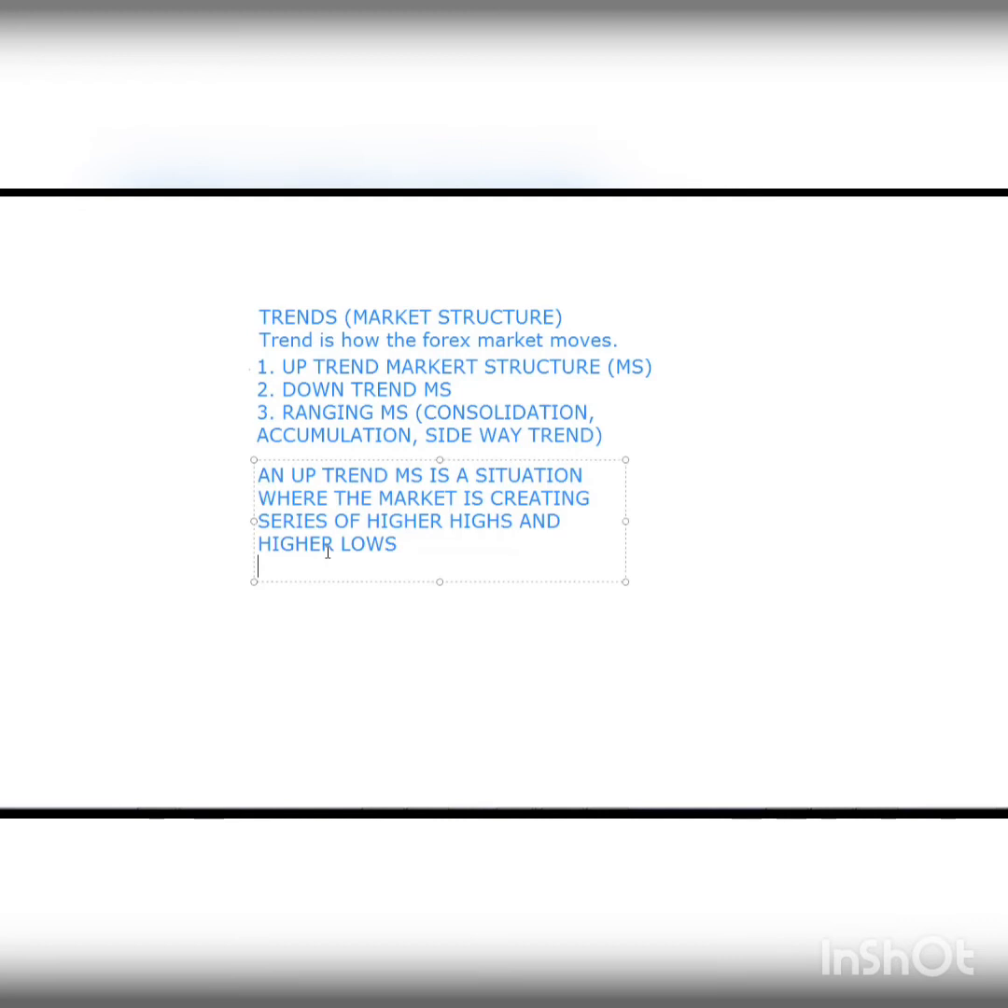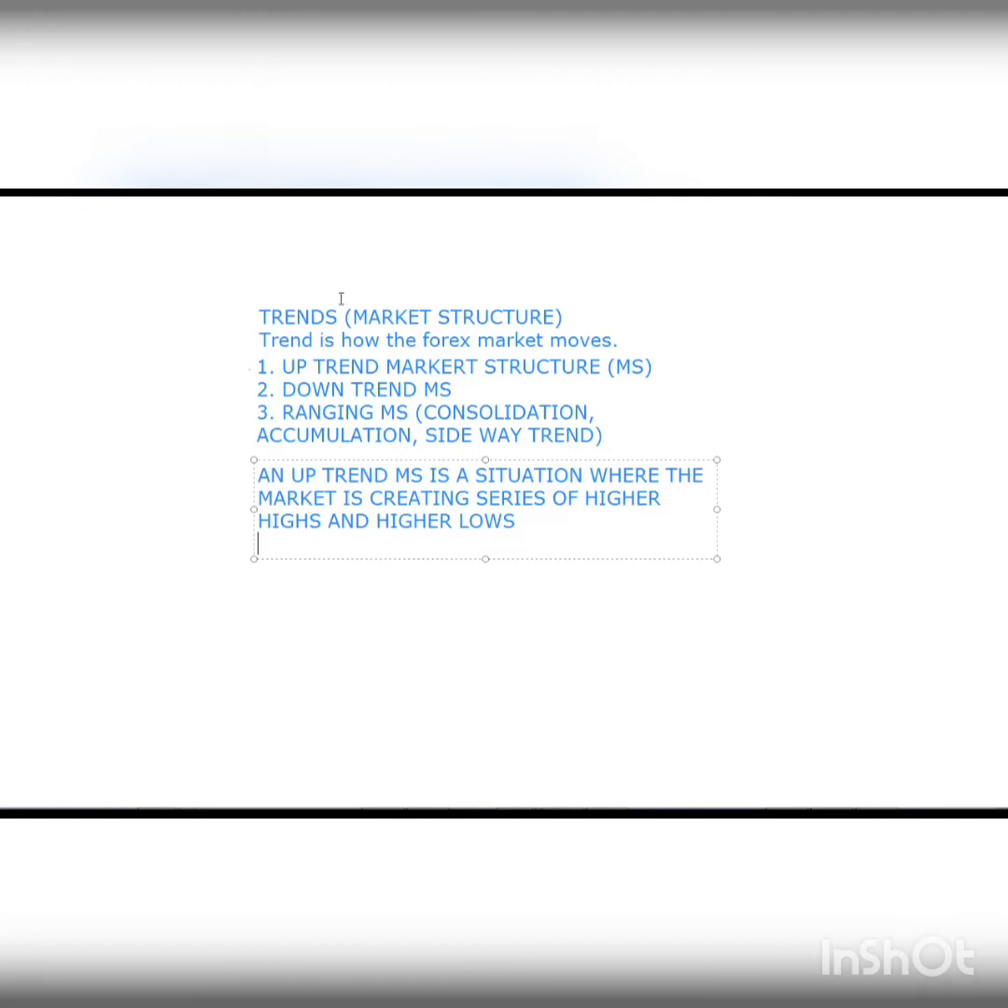An uptrend market structure is a situation where the market is creating a series of what? Higher highs and higher lows. I know you guys might be wondering what is a higher high or a higher low. If the market is moving, there's what we call retracement. It doesn't just keep on shooting to the upside. The market moves to the upside, then retraces a little bit. So in this process of going up and retracing, since it's still on a bullish trend, the market is creating a series of higher highs and higher lows.